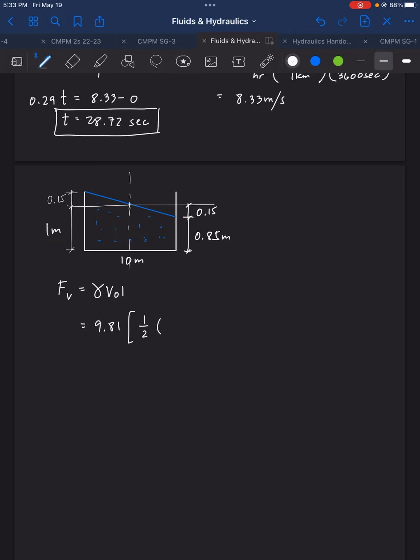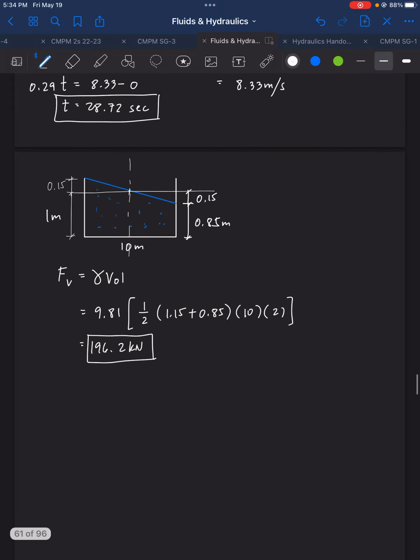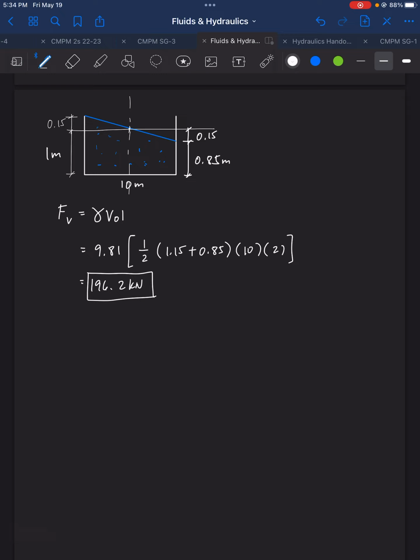We have 1/2. The base 1 is 1.15 plus 0.85 the base, and the width here is 10 meters, and then we have here 2 meters, and that is equal to 1.15 plus 0.85 times 10, so 196.2 kilonewton.